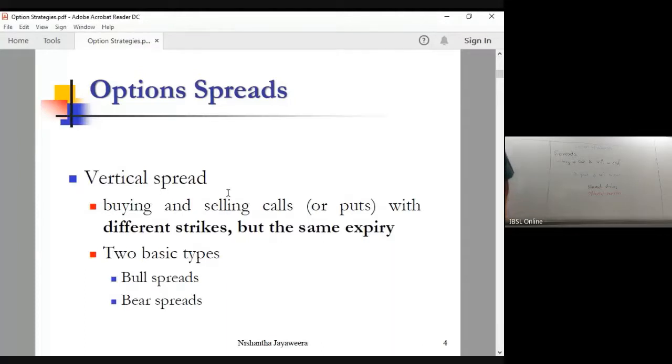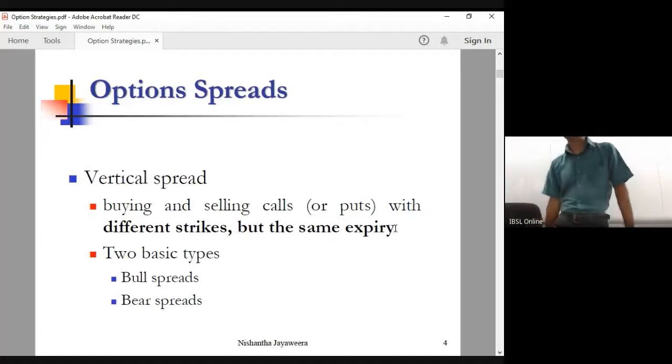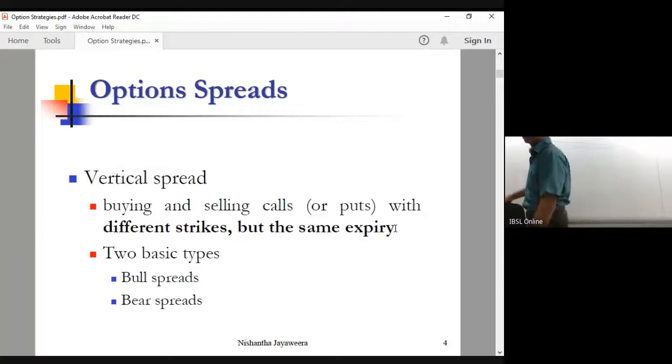Let's explain the vertical spread. What is a vertical spread? Buying and selling calls or puts with different strikes but the same expiry. Remember, you change only the strike prices. You buy a call and sell a call with two strike prices but with the same expiry. You buy and sell puts with different strikes but the same expiry. So that's a vertical spread.